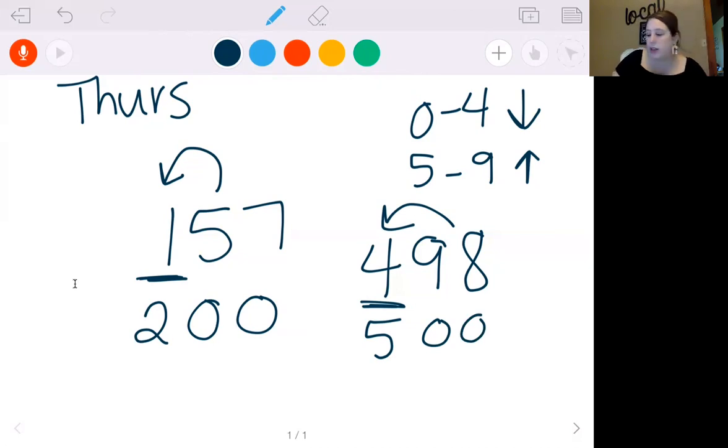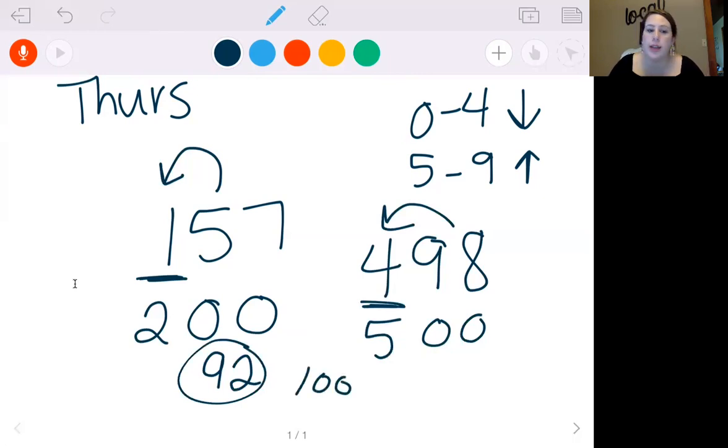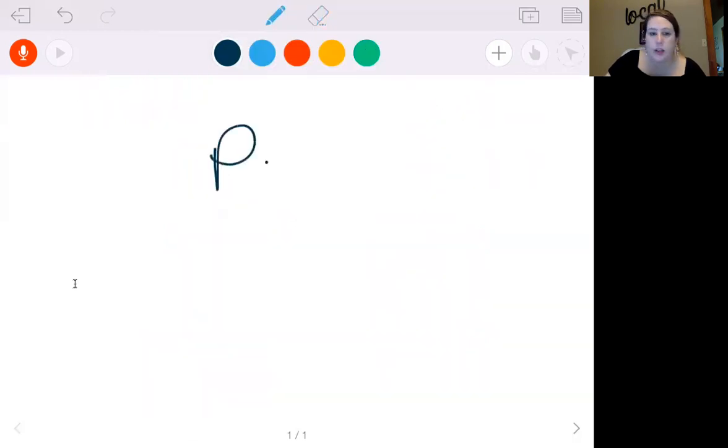Now, sometimes they'll give you one like this, 92. What we need to think about with 92 is, what is that closest to? Is it closer to 0 or 100? Think about 50 as your halfway point. If it's 49 or below, it's going to be closer to 0. If it's 50 or more, it's going to be closer to 100. So this 92 would round right up to 100. It's only 8 away.